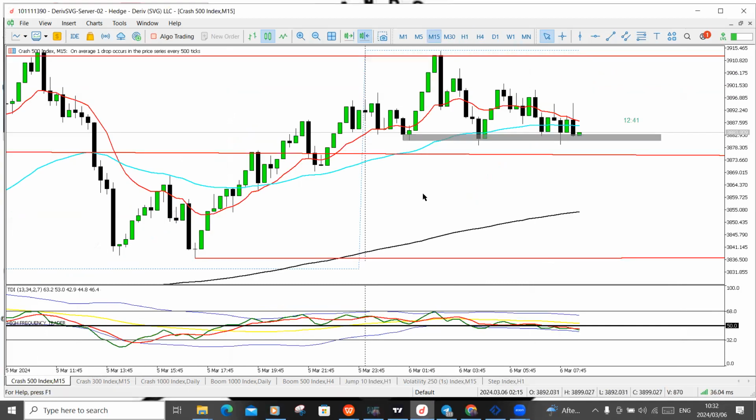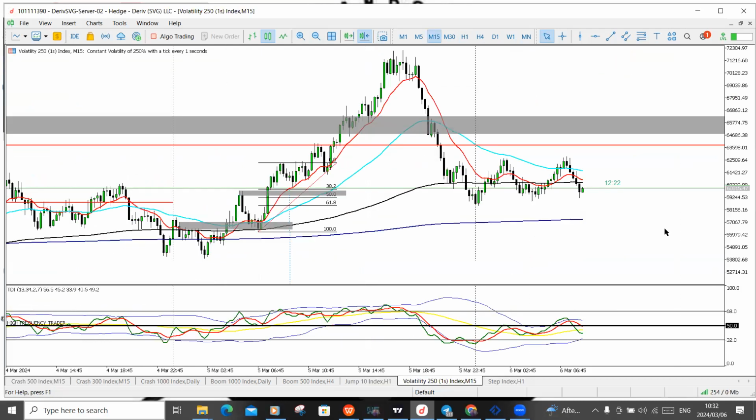So C5 is still promising. We're still waiting for a close below here. So that's my current trade. If you have noticed from last week, I think I've only been trading only C5. Last week it was C5 and B1. This week it's mainly C5. It's the one which has only been showing me clearer setups.